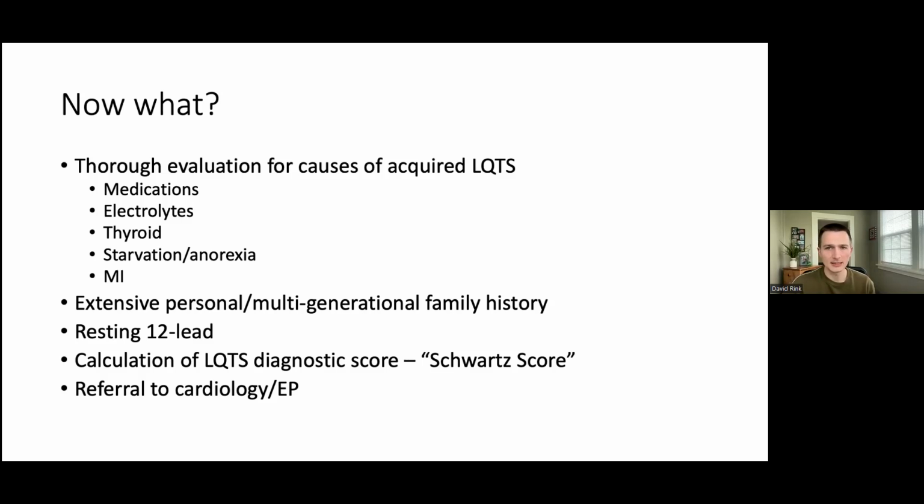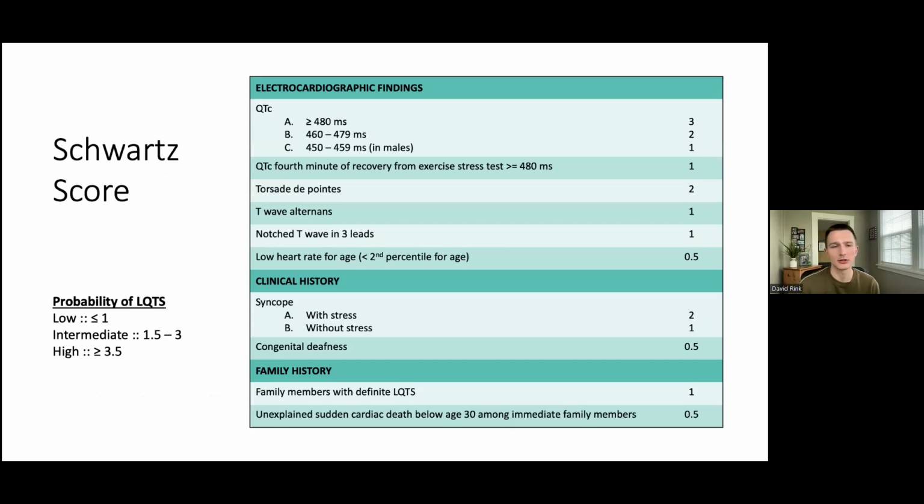There is a tool called the Schwartz score, illustrated here, which can help guide your degree of concern. It does include some unique EKG findings that I was not going to talk about in great detail here, but it could be one thing that you use to help risk stratify your patients and determine how quickly they should or should not be referred for specialty evaluation.